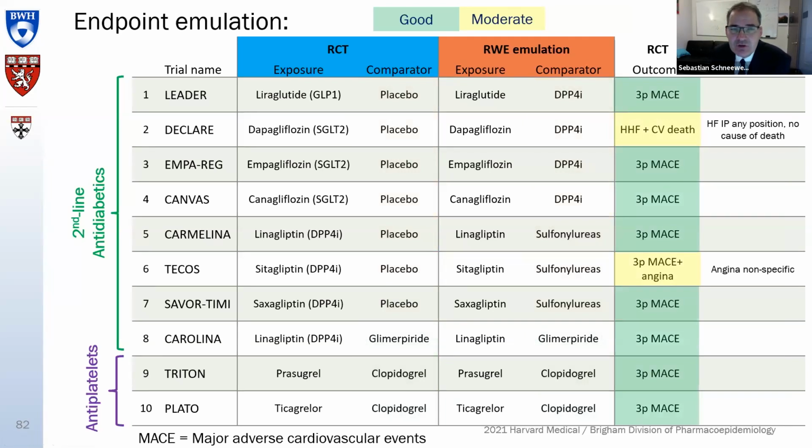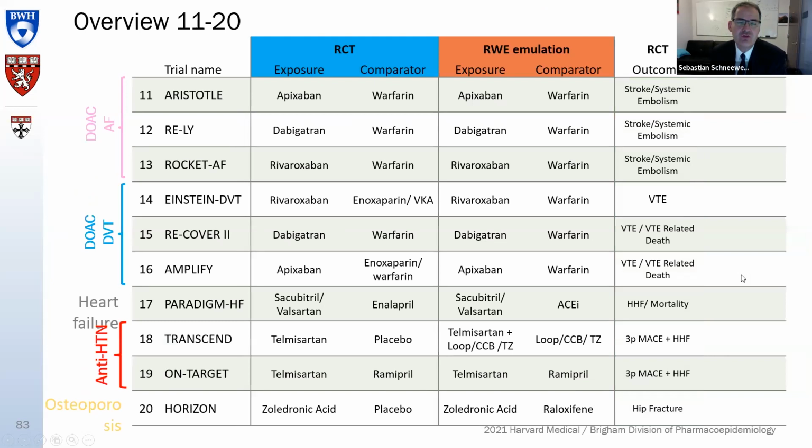With regard to the outcome emulation, you see overall, we feel very comfortable with the 3-point MACE endpoint. In yellow, a bit moderate, we have the heart failure hospitalization and CV deaths. In these claims data in the United States, it's very difficult to get robust data on the cause of death. So we have all-cause mortality observed and not the cardiovascular specific mortality. And the angina is something that we also observe not very well. We catch a lot of rule-out anginas. We might be missing some true anginas as well. So it's non-specific, and this might lead to some issues.